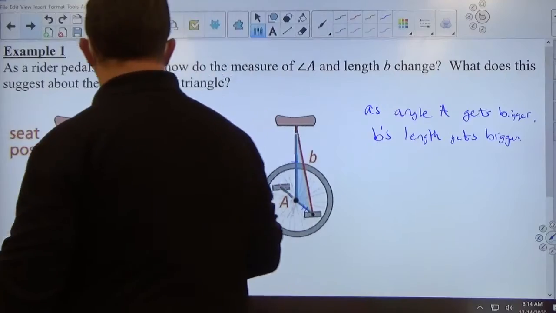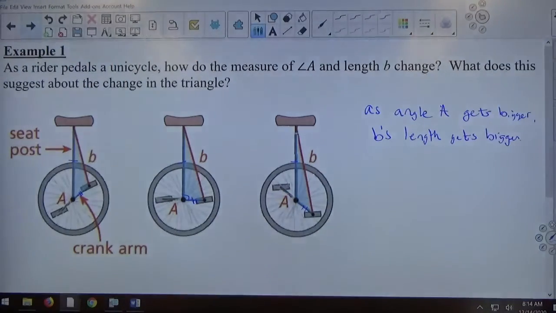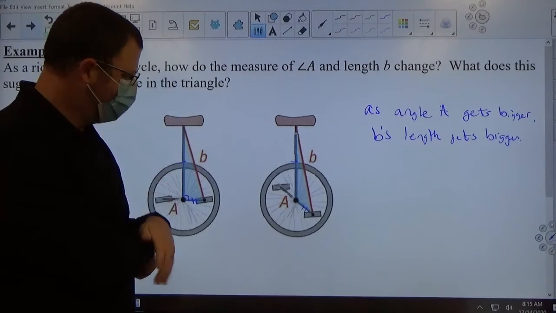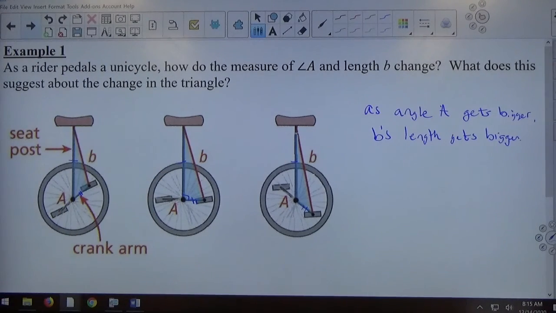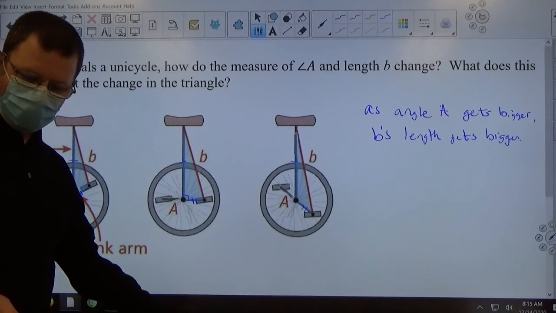What does this suggest about the change in the triangle? I don't know. The second part of that question doesn't make sense to me as far as what they're asking me for, but in essence, the change in the triangle is the third side length is related to the angle measured. So I think that that's sufficient to answer both questions, in my opinion. Call that one good.